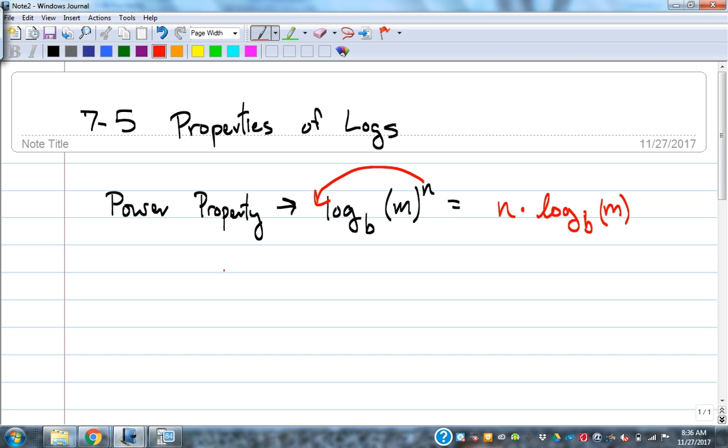Multiplication is easier to get rid of than exponents are because you don't have to do a root or something. You can just do division and get rid of that number now. So the idea of the properties is that you can solve equations much easier with simpler methods. So the power property takes an exponent from inside of the log out to the front. That's what the power property says.